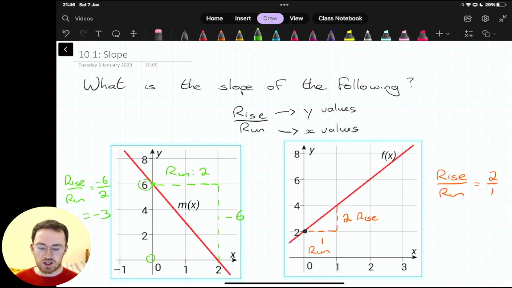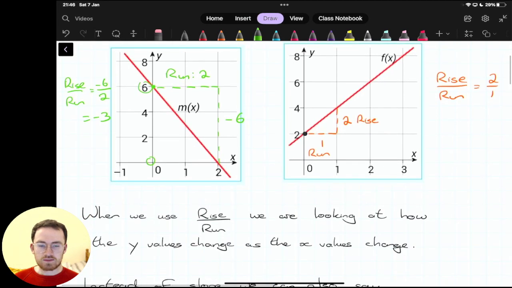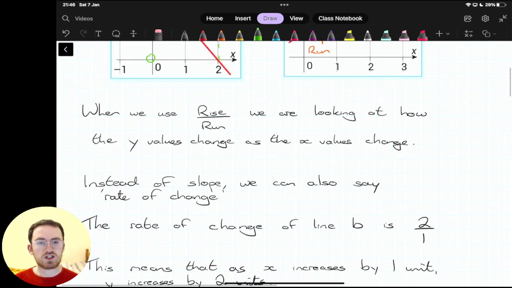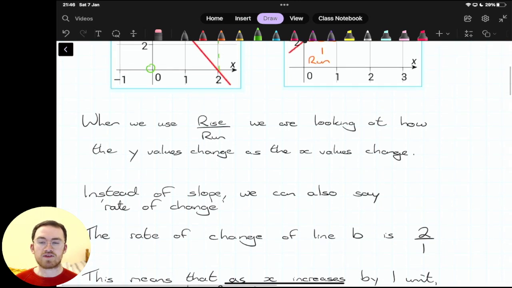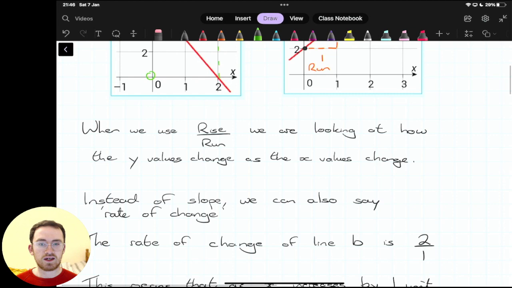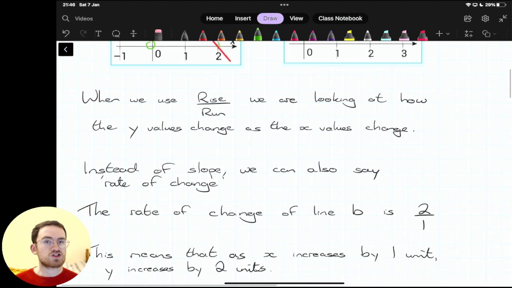But it also gives us an indication of how the y values change as the x values change. That's what I have written here: with rise over run we're looking at how the y values change as the x values change, and instead of slope we can say rate of change. This is the new phrase that we bring in with this chapter, rate of change. So when we talk about the slope, we're saying the rate of change of y as x changes.